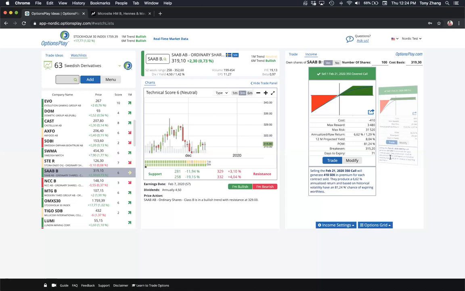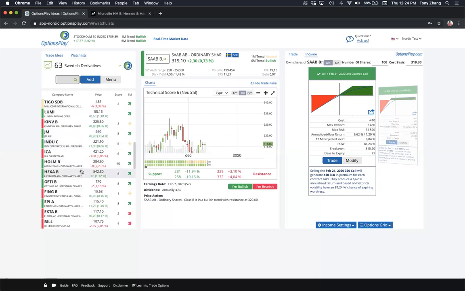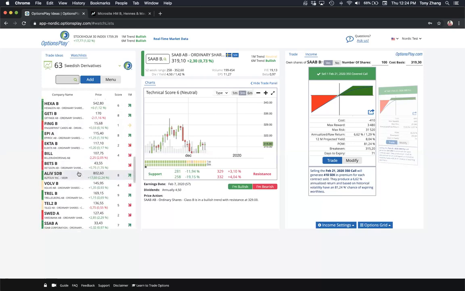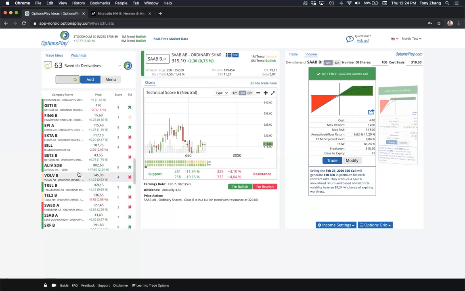And this is just one example, right? The goal of this platform is to allow you to click on any symbol that you own or want to own, so that even if you know nothing about options, you can take what we taught you here today.